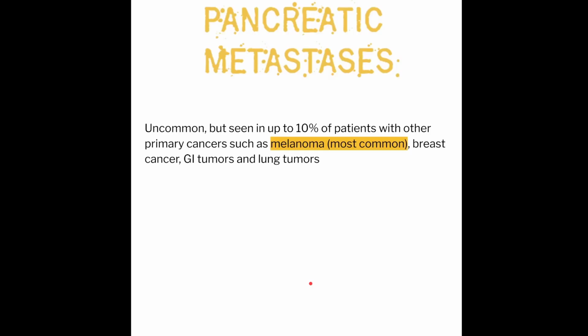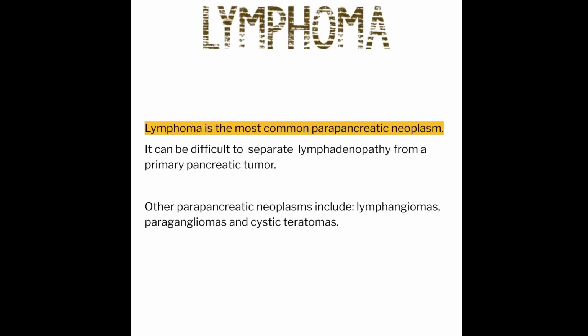Pancreatic metastases are relatively uncommon. Typically, it's going to be something that they see on autopsy, if they see it at all. But we see that melanoma is the most common cancer that metastasizes to the pancreas. Lastly, then, lymphoma is a disease of the lymph nodes. It is the most common parapancreatic neoplasm.